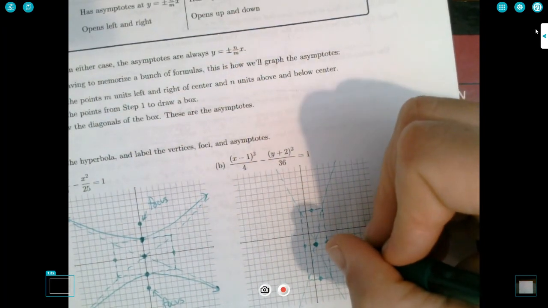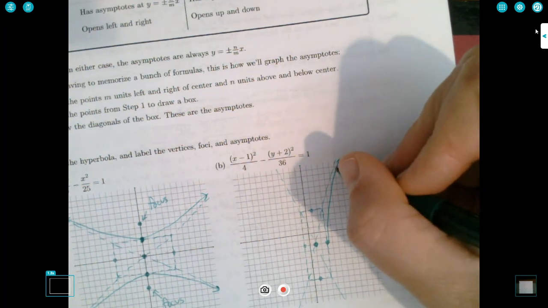And this one's going to look kind of like that.